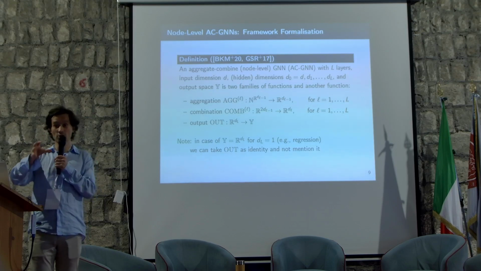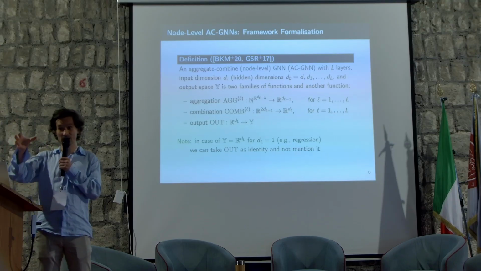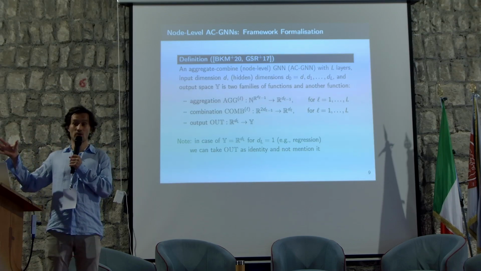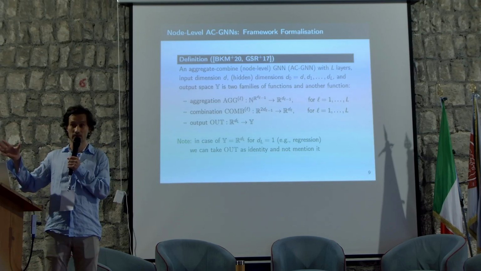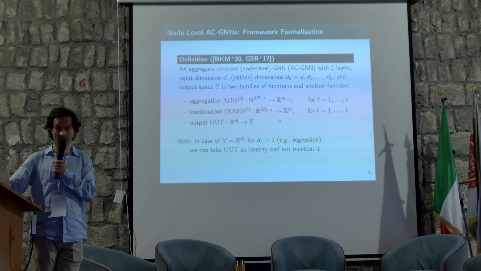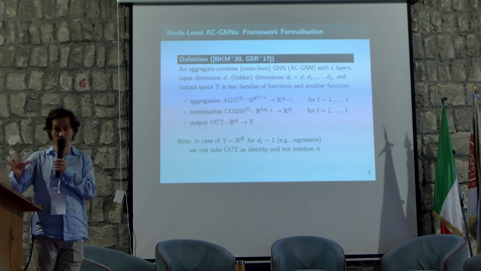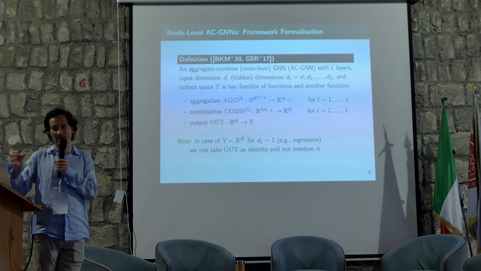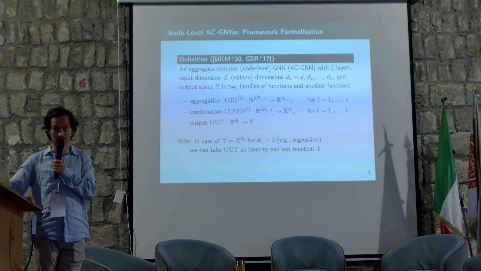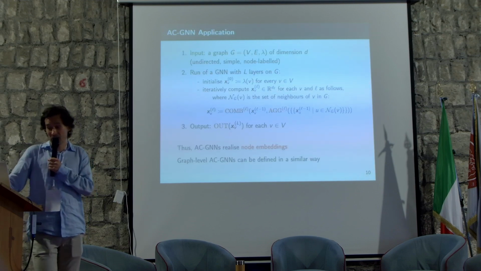So for each node, we collect the information from the neighbors, combine it with its own information which we had on the previous layer, and get the new value for this node. All right? And at the end, we do some output. For each node, we produce the output, maybe yes or no, using a threshold or something like this. Okay, so this is how it works.